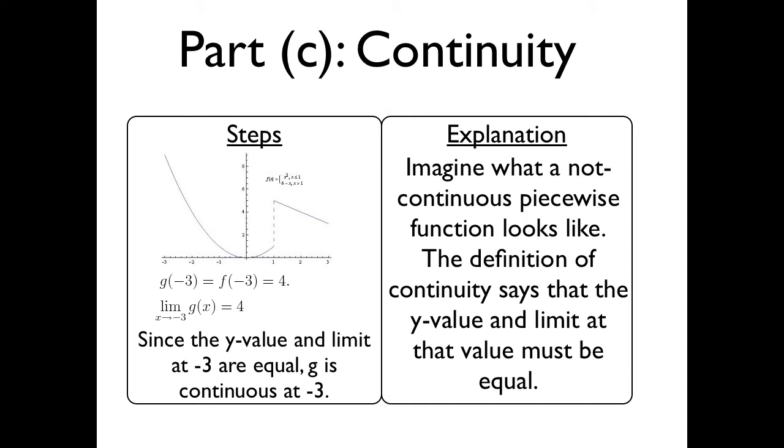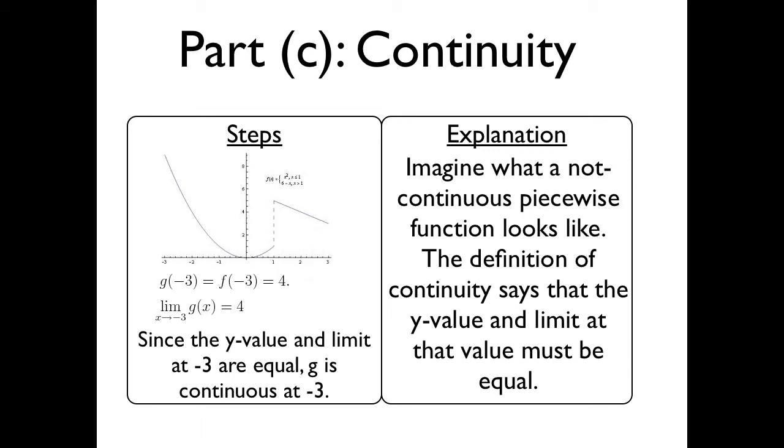In part C, we're going to look at continuity. So first, imagine what something that's not continuous would look like as a piecewise function. Here's an example of a non-continuous piecewise function in the drawing. There's a curved piece on the left and a straight line piece on the right. But that dotted line between them shows that the pieces don't match up. So there's a gap between the two pieces.